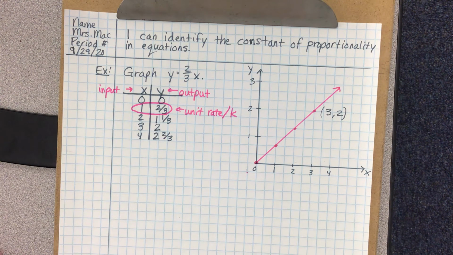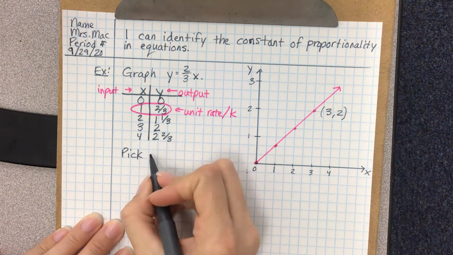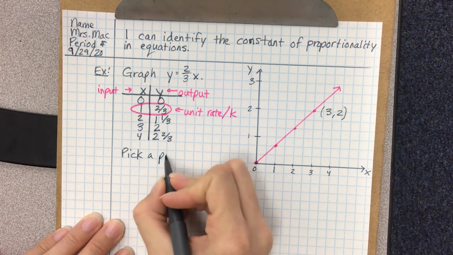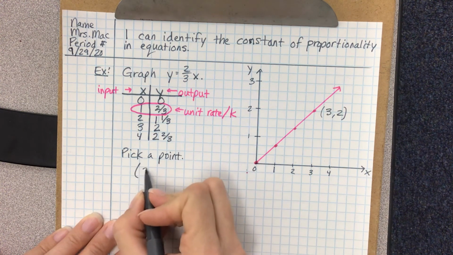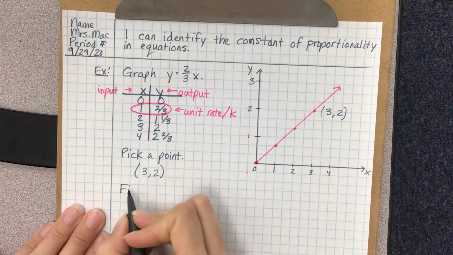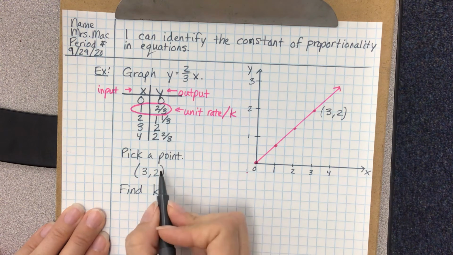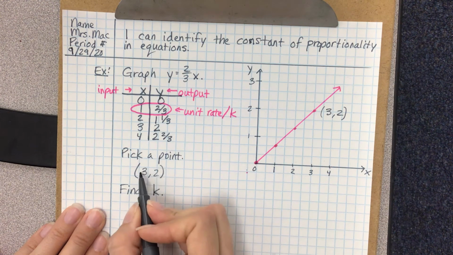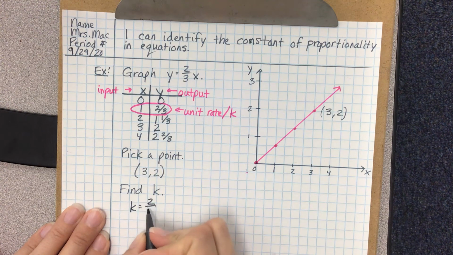All right, so the first thing we're going to do is pick a point, because whenever we're finding the constant of proportionality from a graph, we pick a point. And so I'm going to use this point right here, 3, 2. And then I'm going to find K, my constant of proportionality. Just a reminder, it's y over x. So your K is going to be 2/3.